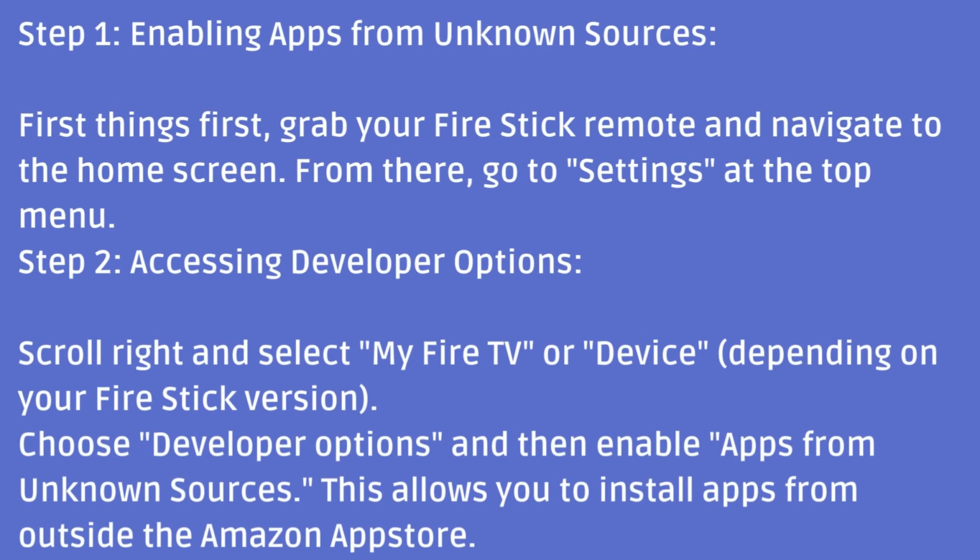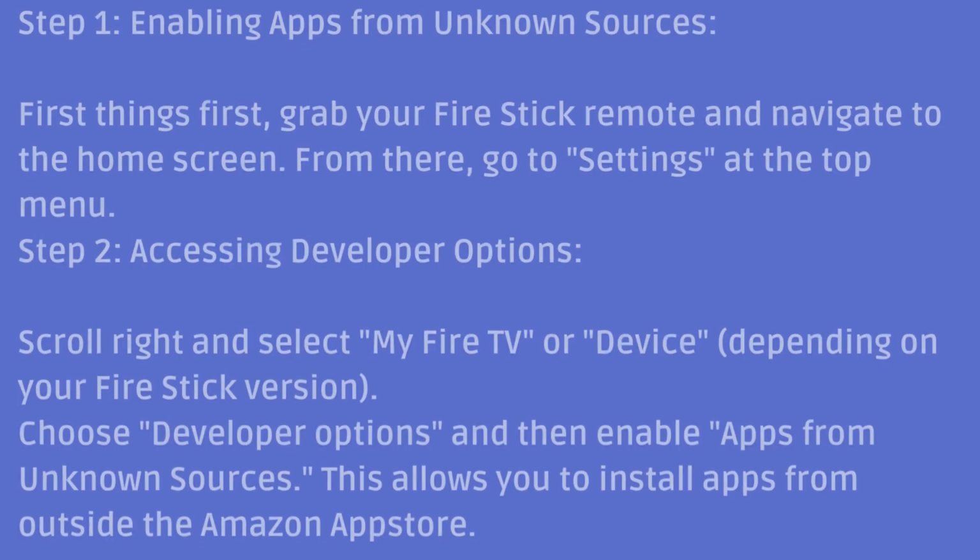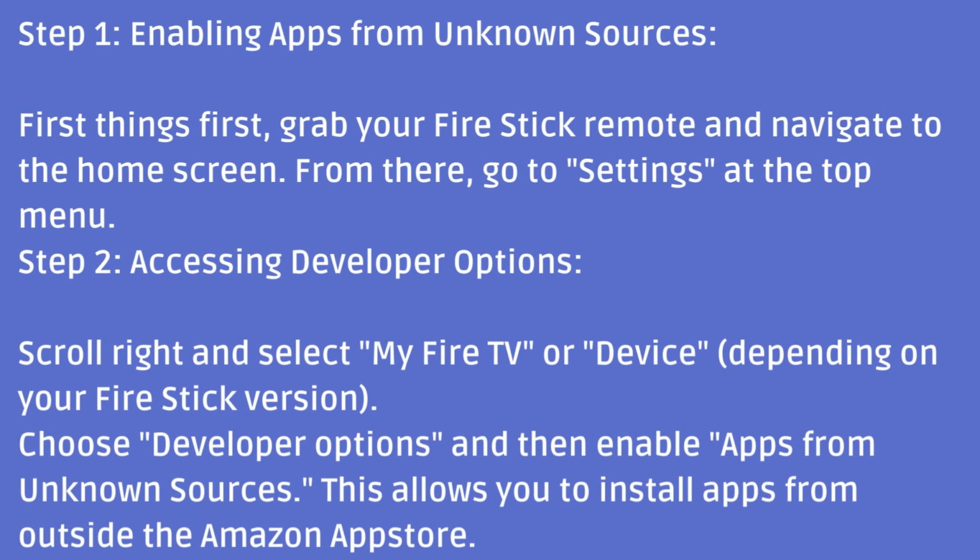Step 2. Accessing developer options. Scroll right and select My Fire TV or Device, depending on your FireStick version. Choose Developer Options and then enable apps from unknown sources. This allows you to install apps from outside the Amazon App Store.